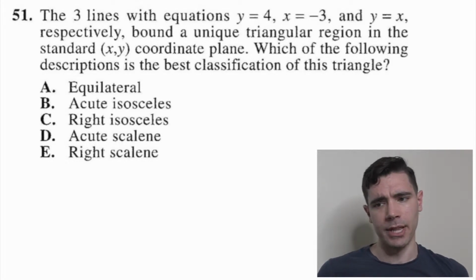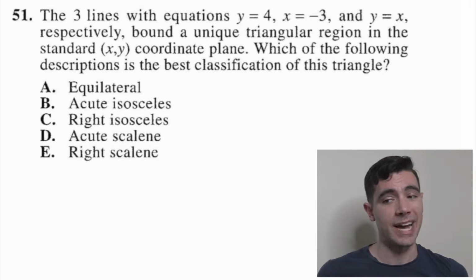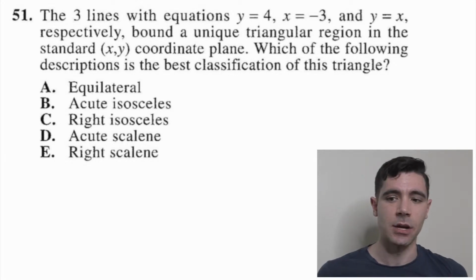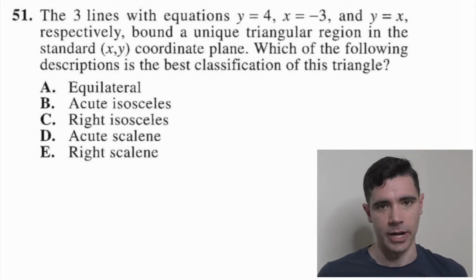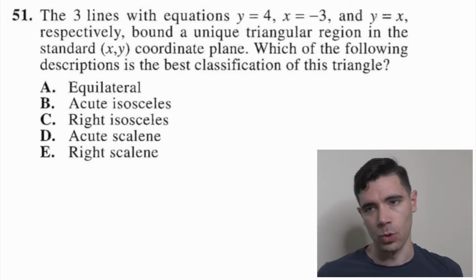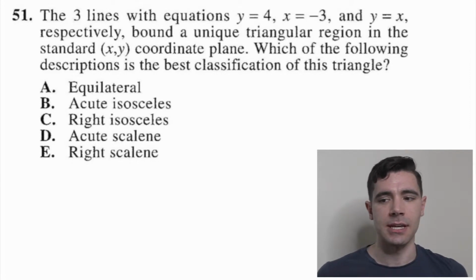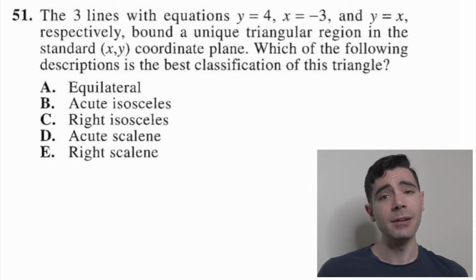It reads, the three lines with equations y equals 4, x equals negative 3, and y equals x, respectively, bound a unique triangular region in the standard xy coordinate plane. That is my favorite coordinate plane. Which of the following descriptions is the best classification of this triangle? I don't know. Alright, well let's sketch it out.